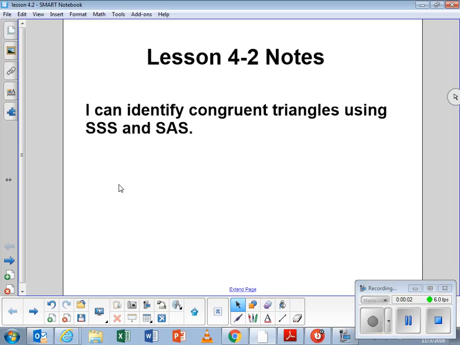So today we're going to talk about identifying congruent triangles using side, side, side, and side, angle, side. The S's stand for sides, A stands for angle. We'll explain what that means, the significance in the order of the letters.